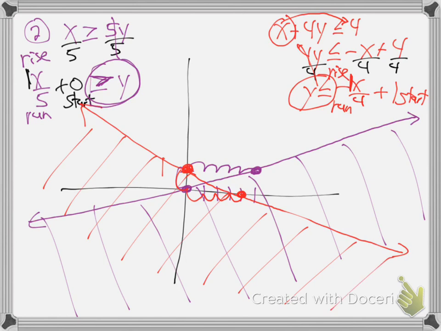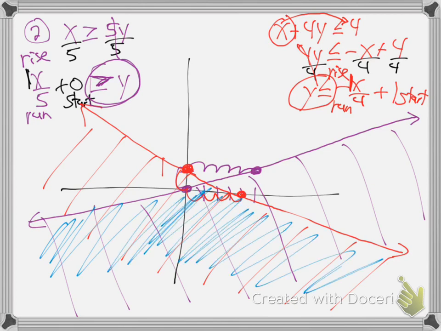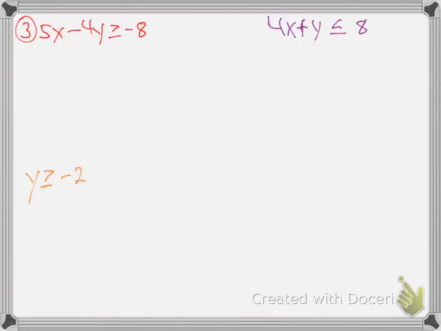Okay. And so where do the 2 shadings overlap? That would be this region below both lines where the 2 shadings overlap. There we go. Let's go to number 3. Okay, so here we go on number 3.